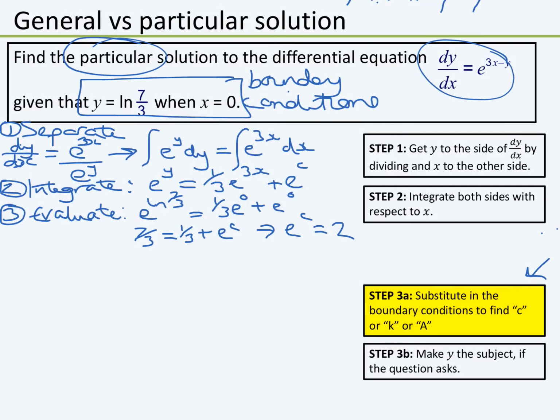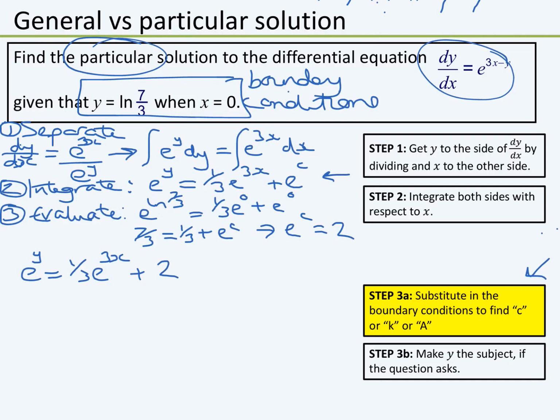So I can now go back to this expression and sub in there that e to the c is 2. So my solution at the moment looks like this: e to the y equals a third e to the 3x plus 2. And we are almost there.